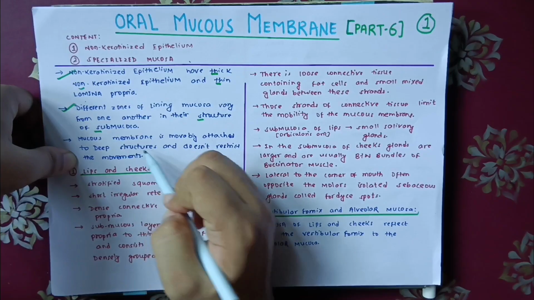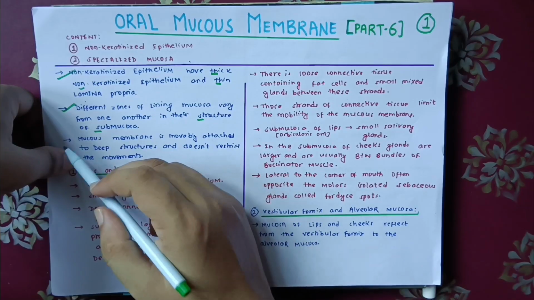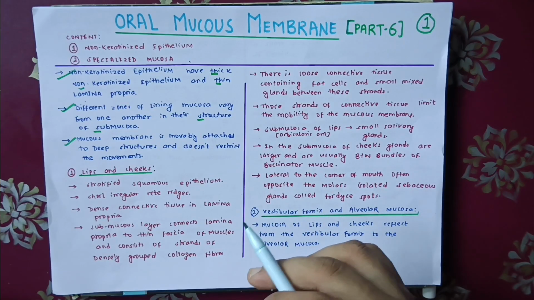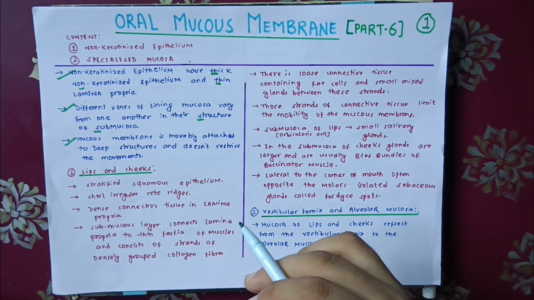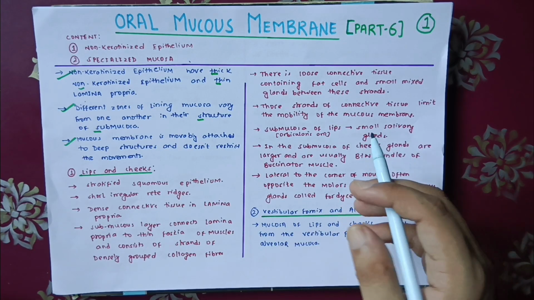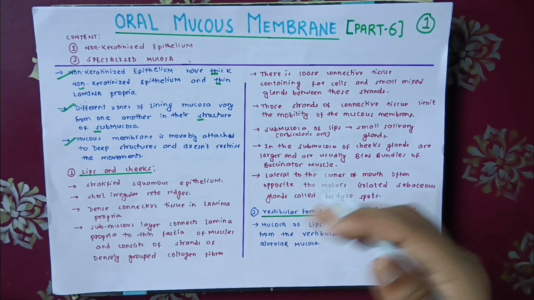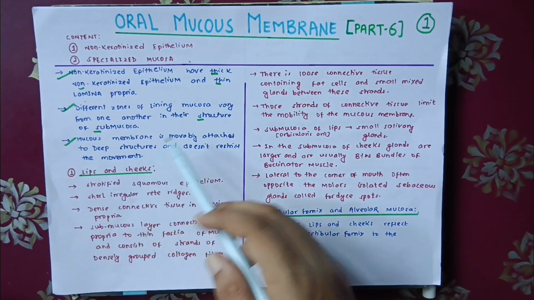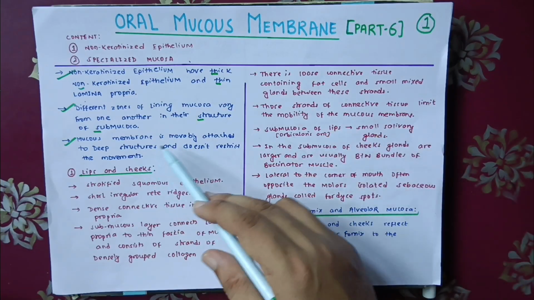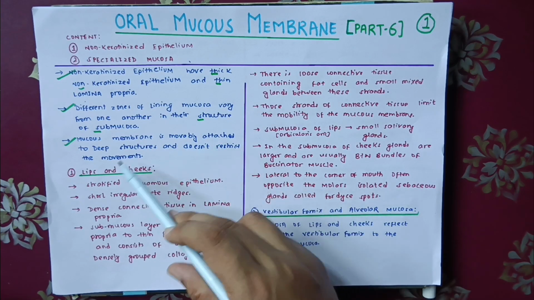The mucous membrane is movably attached to the deep structure and doesn't restrict movement. It is not firmly attached to the periosteum as it is in the masticatory mucosa. In the masticatory mucosa, which has keratinized epithelium, the mucosa is firmly attached to the periosteum, so it is not properly movable. But this non-keratinized epithelium mucous membrane is movably attached to the deep structure.